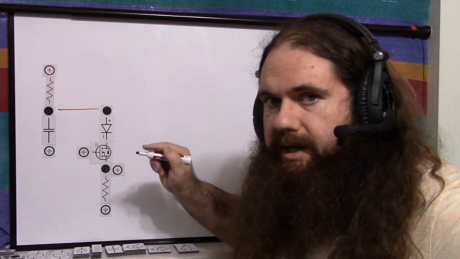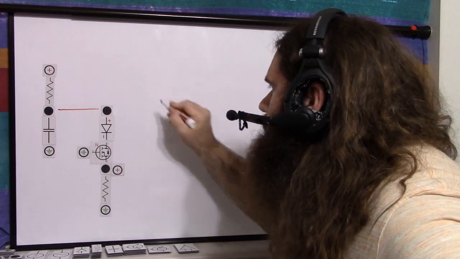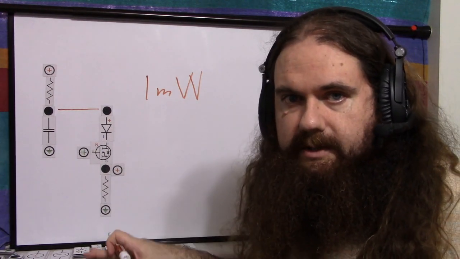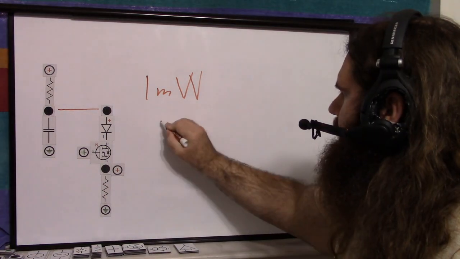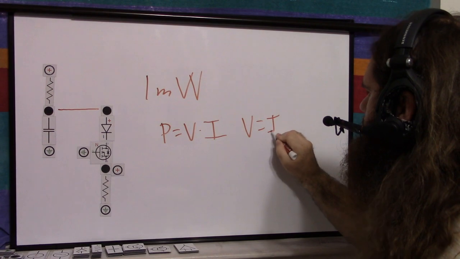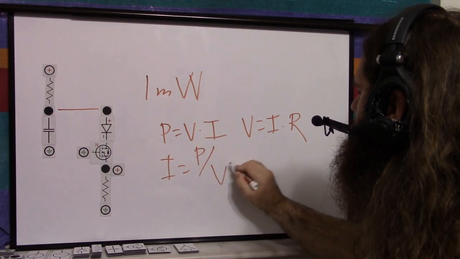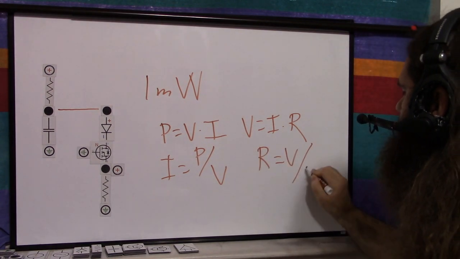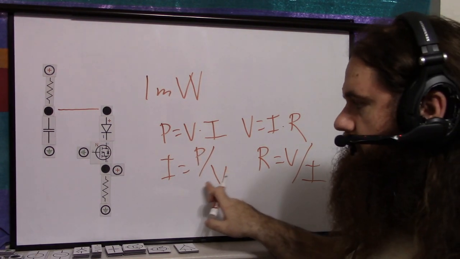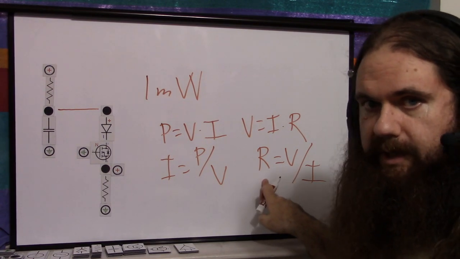So the first thing is we decide how much power to lose. Let's say 1 milliwatt. I'll use the example I'm doing. So we say 1 milliwatt is how much power I'm willing to let be wasted. It's not that much. You could go lower. So we have power equals voltage times current, and voltage equals current times resistance. So current equals power divided by voltage, and resistance equals voltage divided by current. So we take our 1 milliwatt, we divide by our 5 volts, and we get our current. Then we take our current divided into the 5 volts again, we get our resistance.